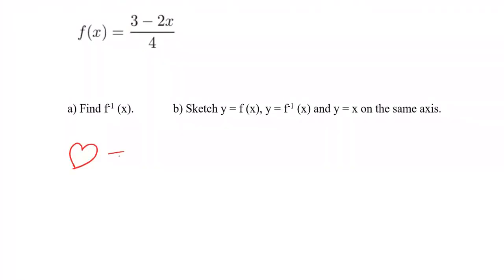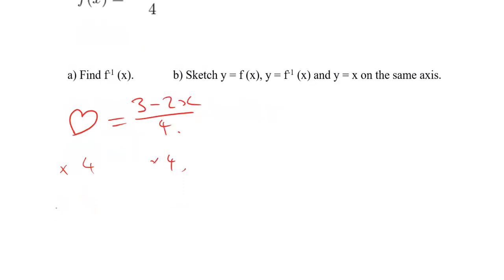So step number 1, set something equal to (3 minus 2x) plus, over 4, the original function, and then start to undo the things that are happening to x in that original f of x. So clearly I've got to make x the subject. I'm going to start by multiplying both sides by 4, right? So 4 lots of that heart symbol equals 3 minus 2x.